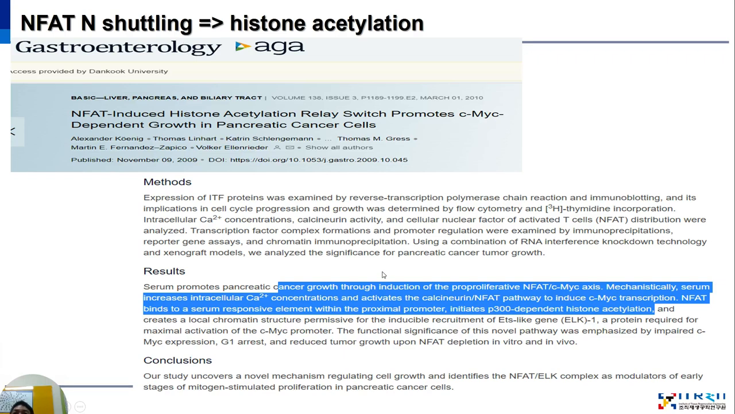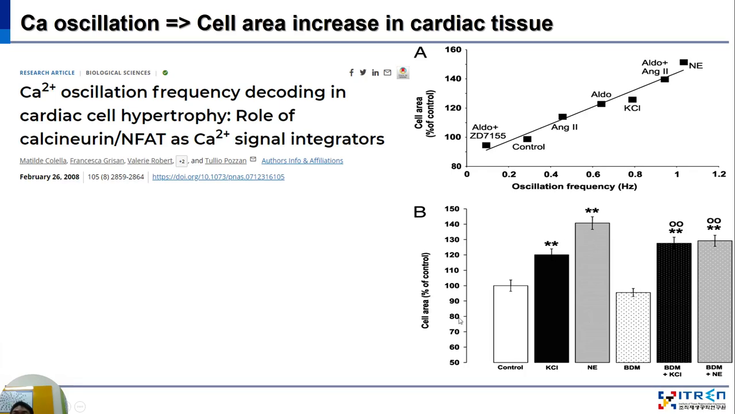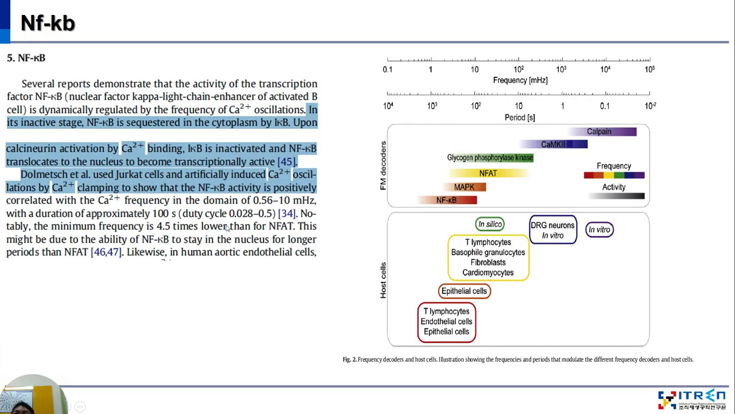They are also involved in histone acetylation. So NFAT is inside the nucleus after dephosphorylation. Some people mentioned that NFAT shuttling to the nucleus is also involved in histone acetylation, P300 dependent. I skip this.